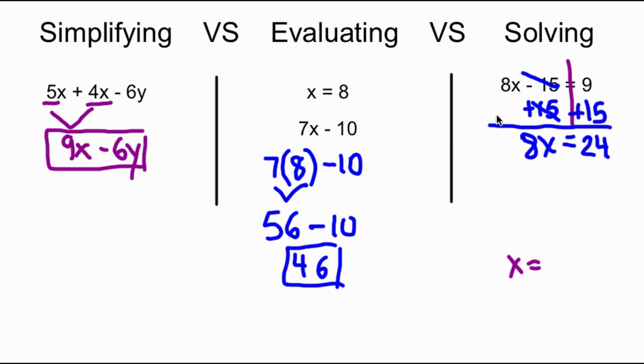Now the last thing we have to eliminate here is the coefficient, this 8. And in order to eliminate it, we have to do the opposite operation. Just like we did the opposite operation with the subtraction here by adding. In here, the coefficient, the 8, is multiplying the x. So we got to do the opposite operation. What is the opposite operation of multiplication? The answer is division. So because the 8 is multiplying the x, below it I'm going to divide by 8.